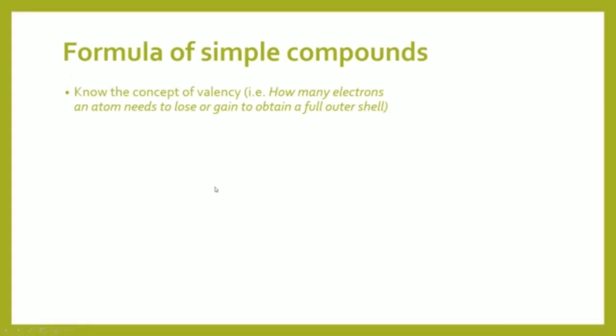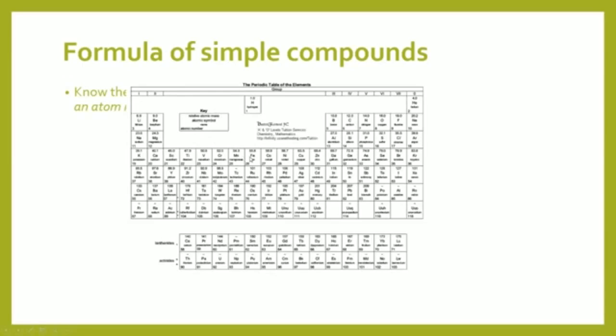So first of all, you need to know how to construct the basic formula of a simple compound. To do this, you need to understand the concept of valency, which is basically how many electrons an atom needs to lose or gain to obtain a full outer shell. So this is the periodic table that Cambridge will give you for your examinations.